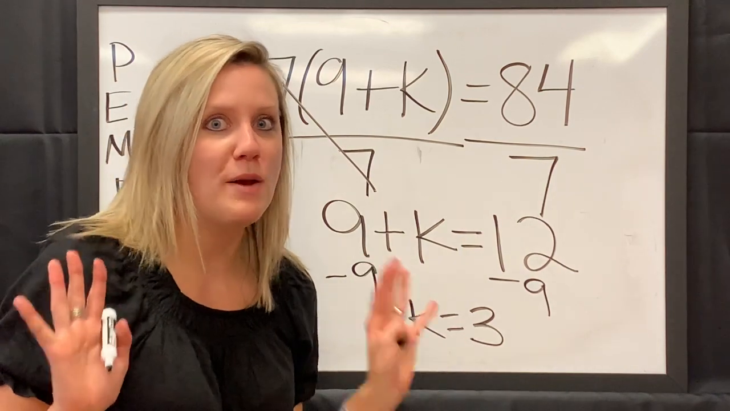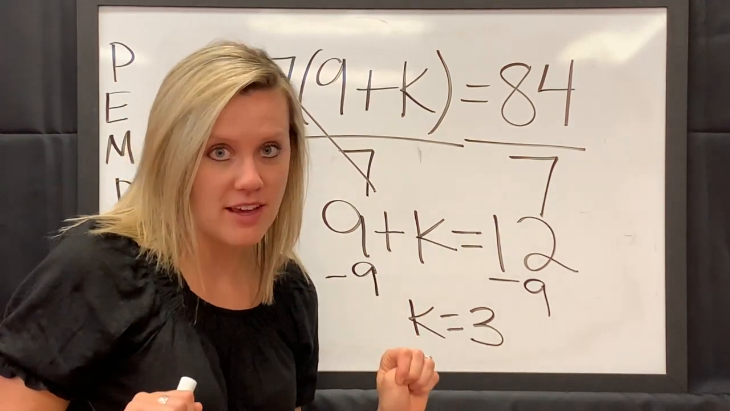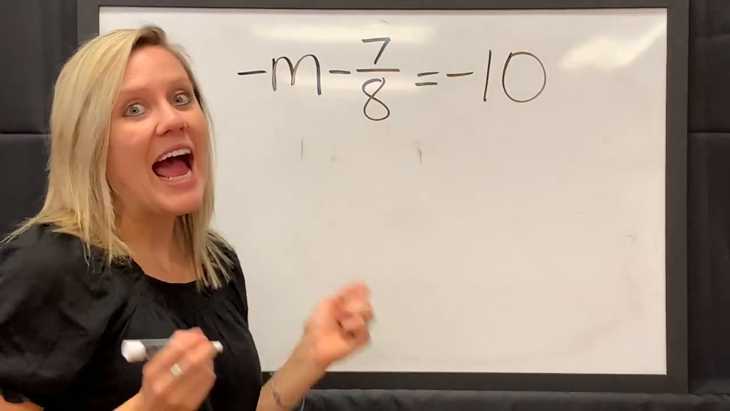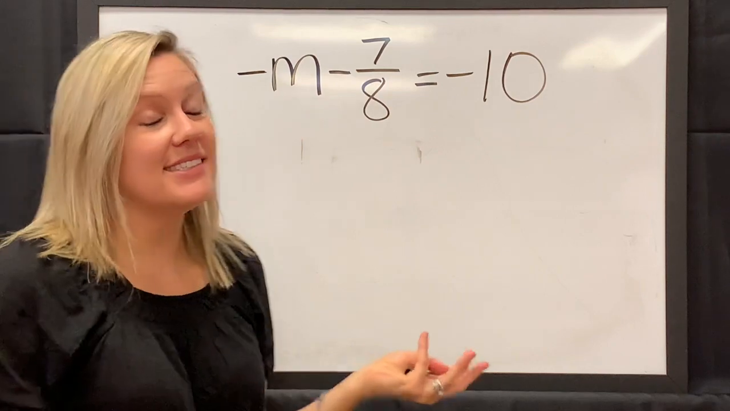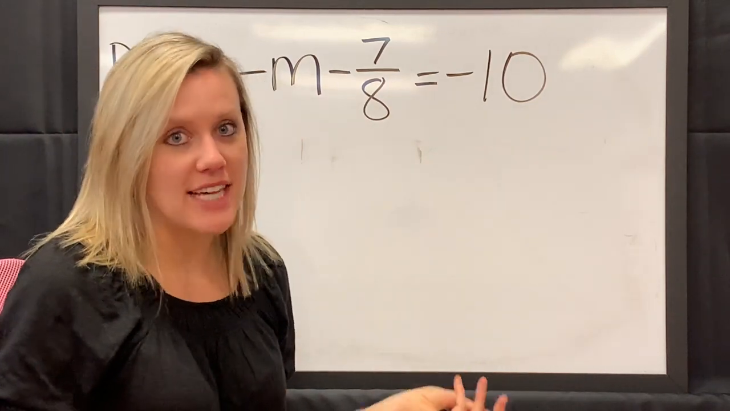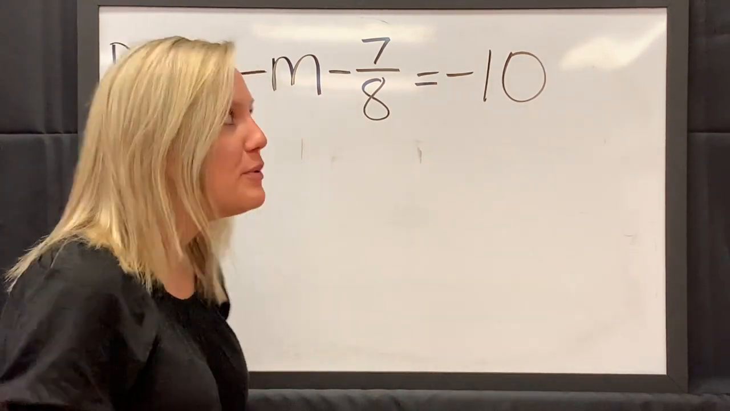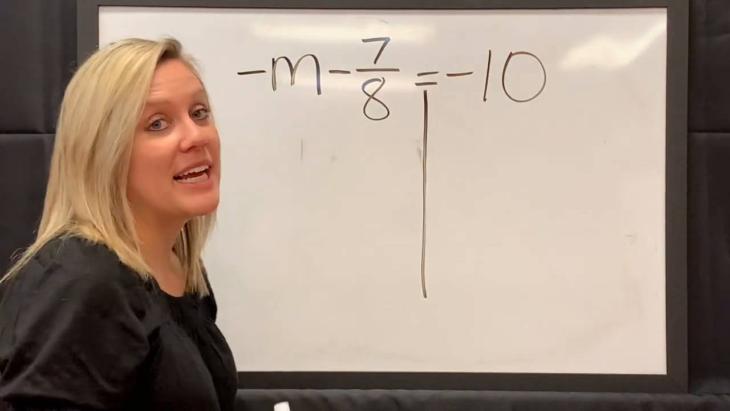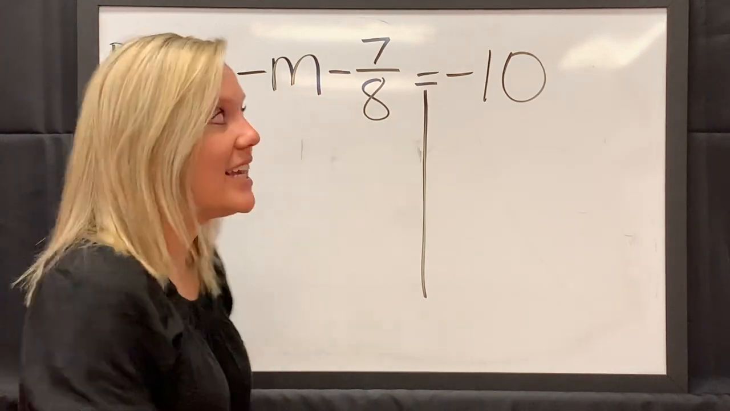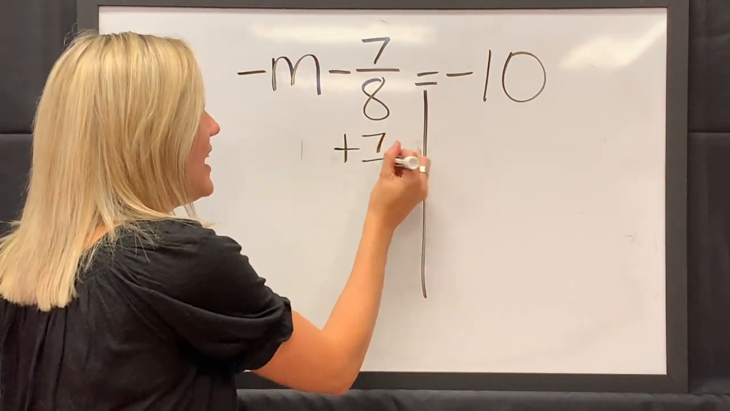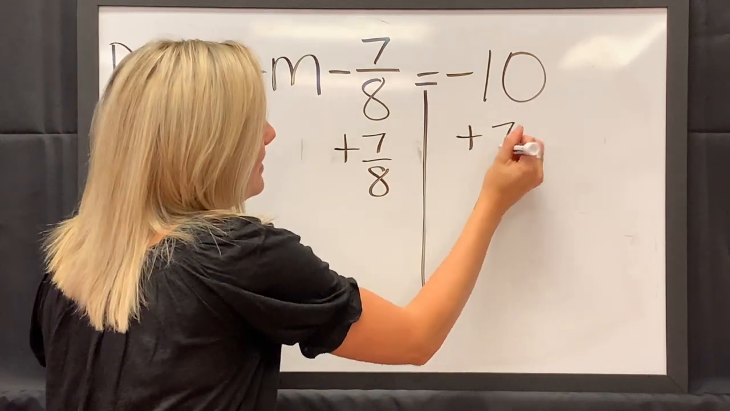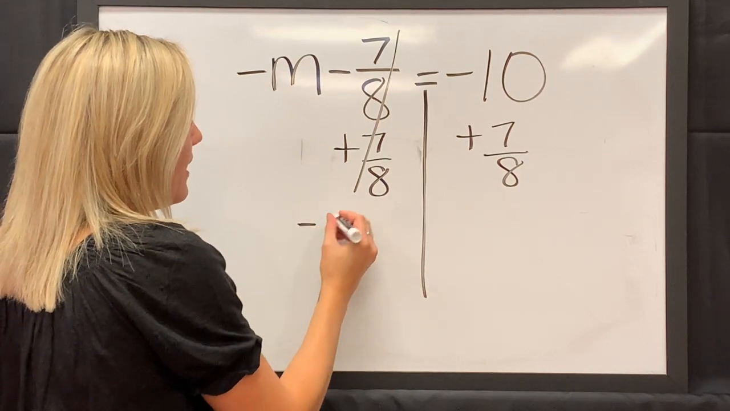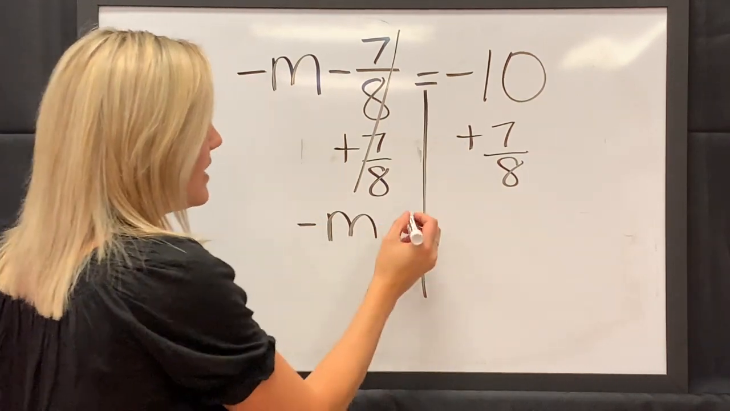Okay, we are going to solve one more, and I'm going to include your favorite things. That's right, fractions. We have -m minus 7/8 equals -10. Okay, so we're going to do the same thing that we've been doing. You can draw this line in if you'd like, and I want to get rid of this minus 7/8 by adding 7/8. Adding 7/8, adding 7/8. These will get rid of each other, cancel out. I'll be left with negative m. I cannot forget that negative sign.